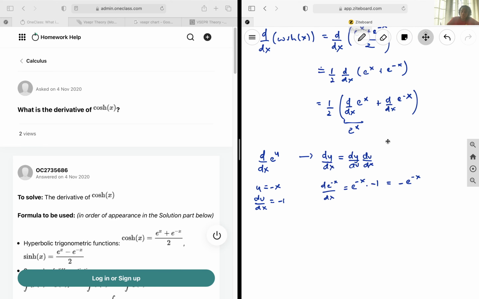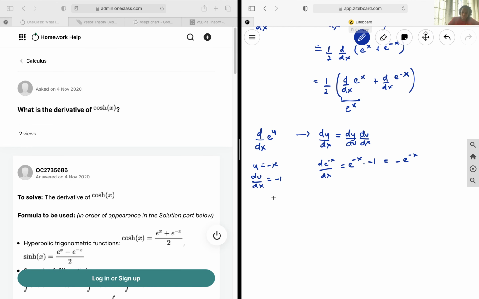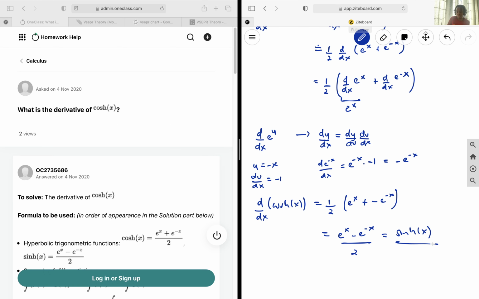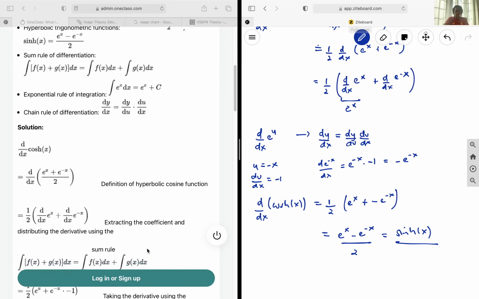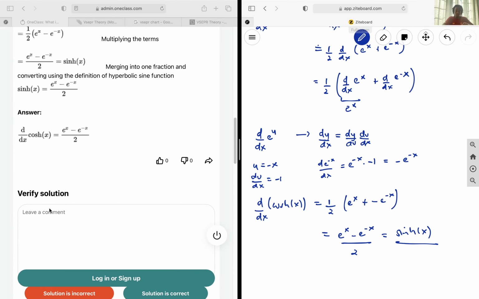And so now when we plug that all back into what we have here, we will get that d over dx of this function is going to be 1 over 2 times e to the x plus negative e to the minus x. And this will become e to the x minus e to the minus x over 2. This is actually another hyperbolic trig function, that of sine. So it's going to be equal to sinh x. And that is going to be our final answer.